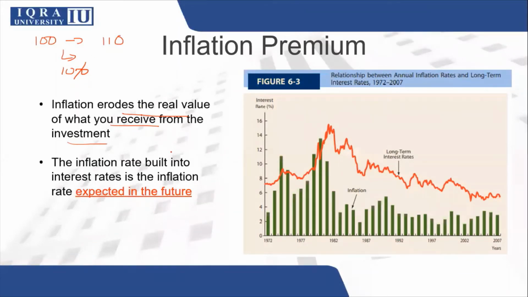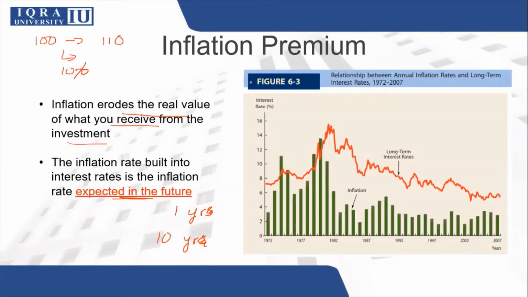So it is important to note over here that the inflation rate that is built into interest rate is the inflation expected in the future. So it is not based on your historical inflation rate. It is actually the average expected inflation over the life of the security. So if, for example, you are going to purchase a 1-year bond, the inflation premium in the 1-year bond is going to incorporate the expected inflation in that 1 year. And if you purchase a 10-year bond, then that is going to incorporate the inflation rate for the next 10 years in the bond.